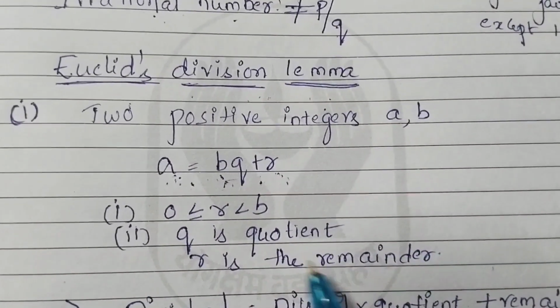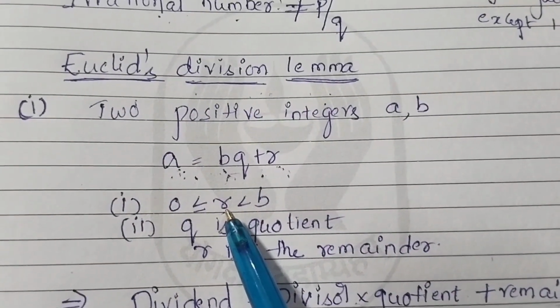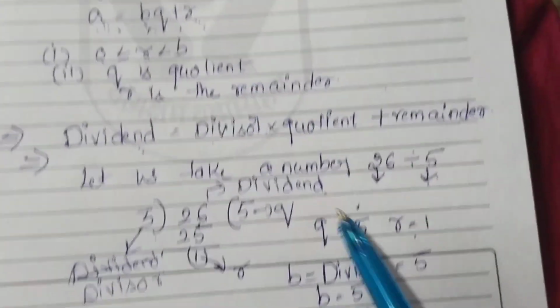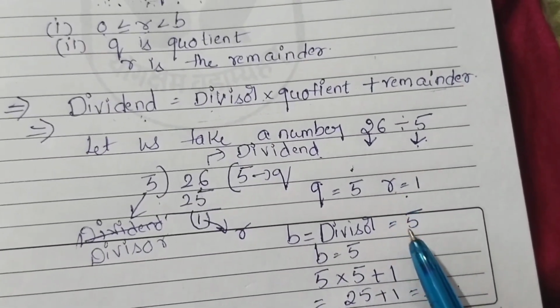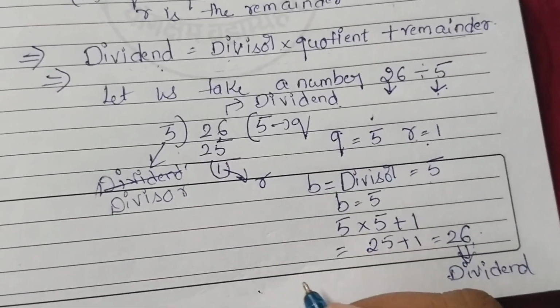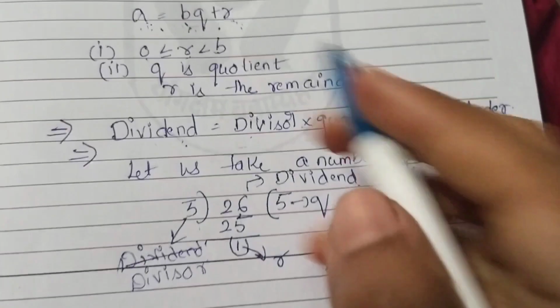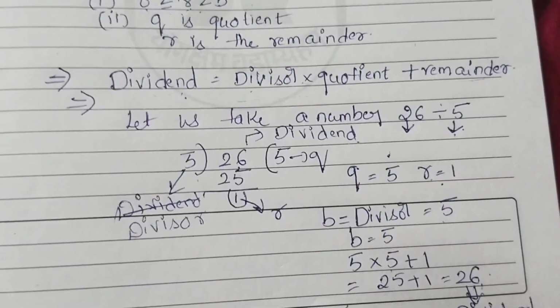And one more condition is there. Have you observed this one? The remainder should always lie between 0 and the divisor. We'll see whether it is verified or not. What is the remainder here? 1. What is the divisor here? 5. Is 1 less than 5? Yes. So this condition is also verified. Very important topic, children.